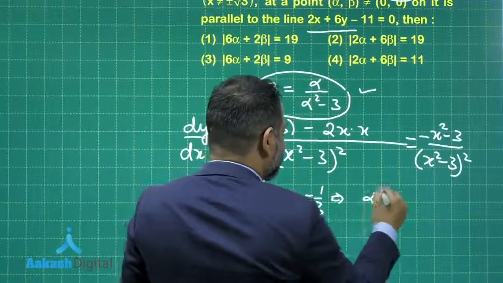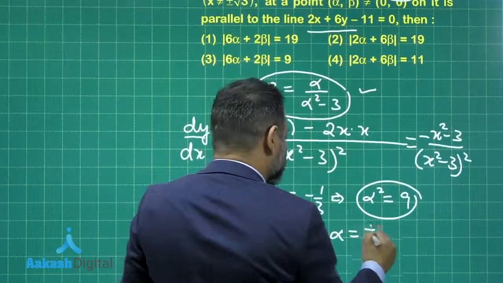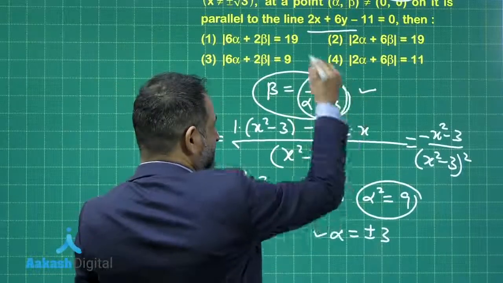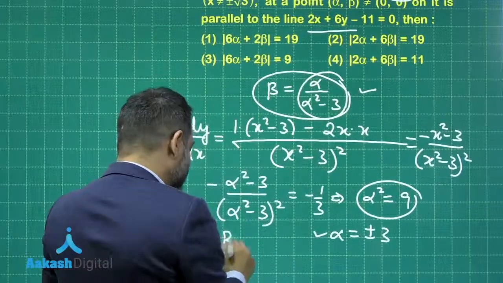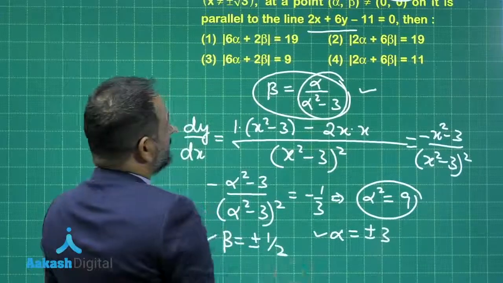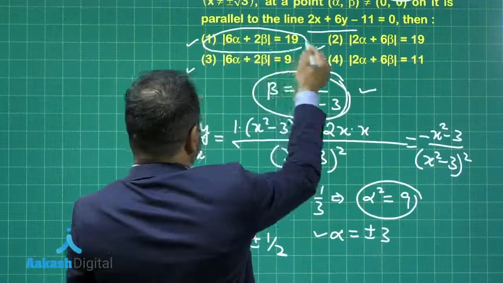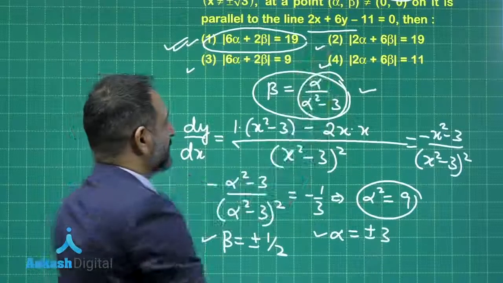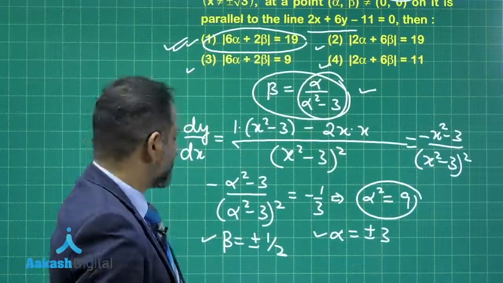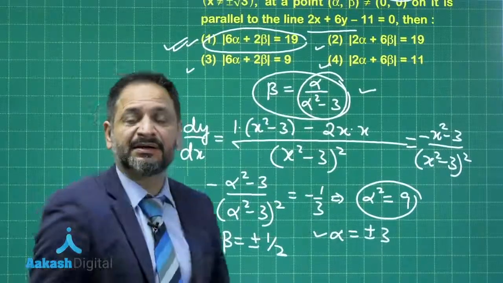So from here alpha square is equal to 9. So alpha is definitely equal to plus minus 3, and by putting alpha here in this equation you will get beta is equal to plus minus 1 by 2. Now substituting in these options, you will see this is the option which will be satisfying these values, that is alpha plus minus 3 and beta equal to plus minus 1 by 2. So first is the correct option.